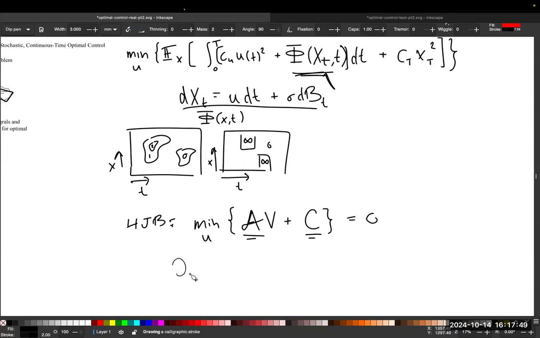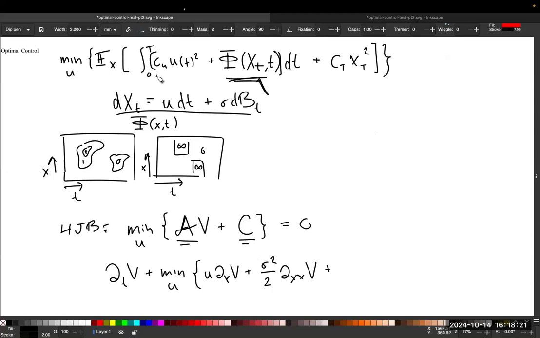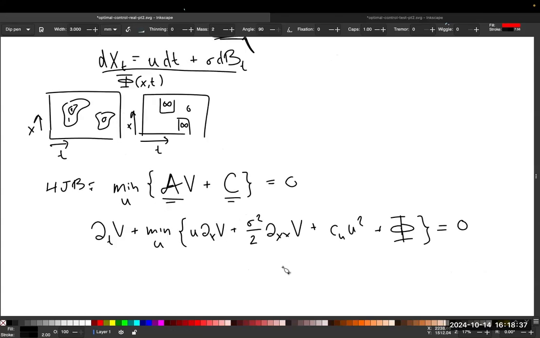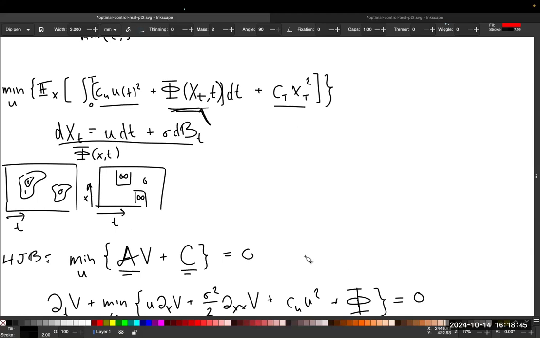So writing this out, we're going to have partial t v plus taking min over u, and then our infinitesimal generator for our diffusion process is going to be u partial x v plus, and remember it's sigma squared over 2, coming from the second order Taylor series, partial x x v plus, and now we're going to have our control cost, so plus cu u squared, and then now we're going to add our state dependent cost phi, and this has to equal 0, and of course we also have to include our terminal condition, which is going to be this terminal cost here.